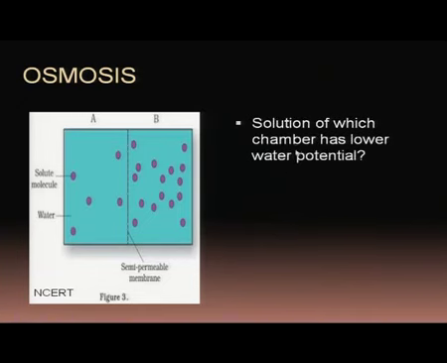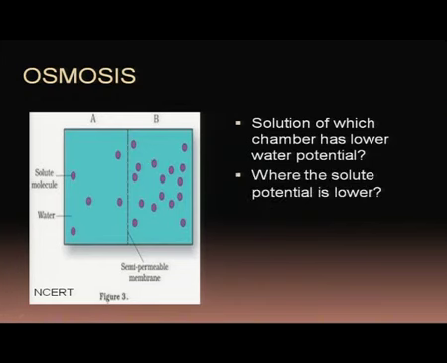Now, let us see the questions that are present. Solution of which chamber has lower water potential? Well, how can we solve that? As we add the solutes, the water potential lowers. The more the amount of solute, the lesser will be the water potential. So, in this case, the water potential will be lower in chamber B.